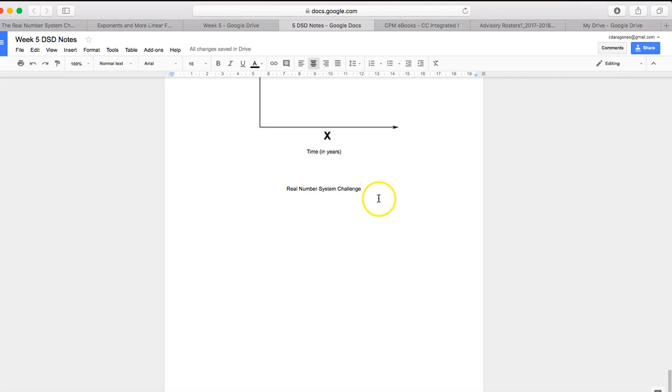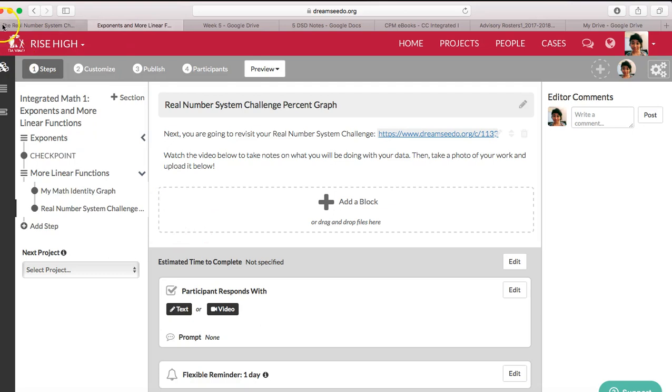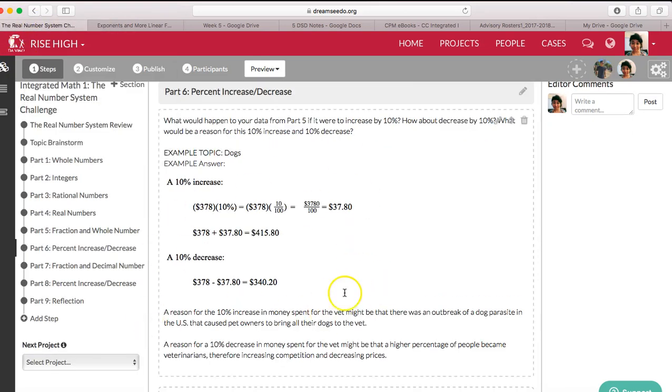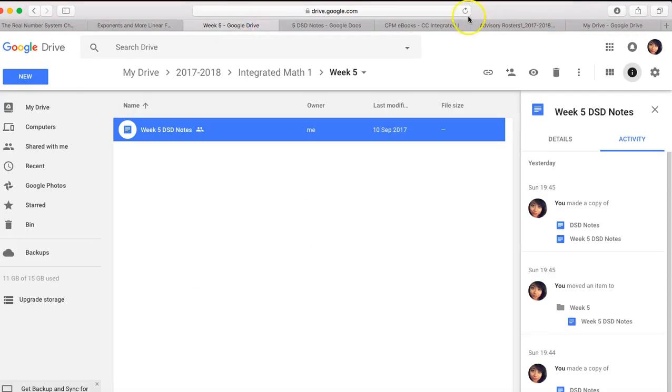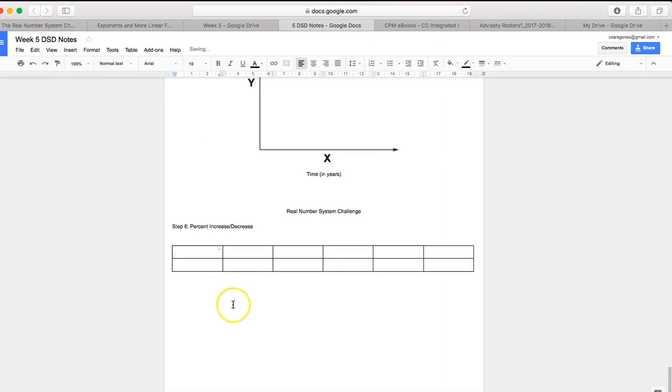So on my notebook below my math identity graph, I will write down real number system challenge, and we're going to look at step 6, the fraction or the percent increase and decrease. So I would like for you to create a table based on your data for part 6. For your data table, I would like for you to have 2 rows and 5 columns. And we have our input, which is our x, and our output, which is our y.